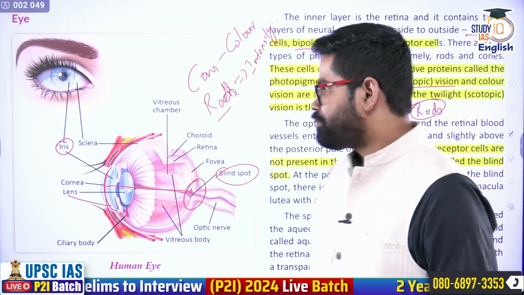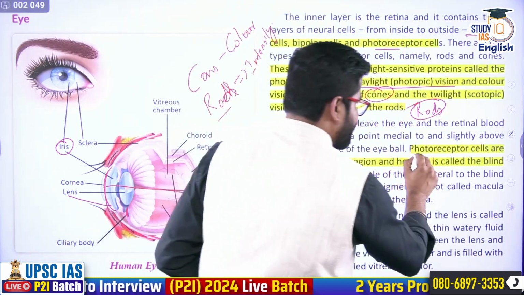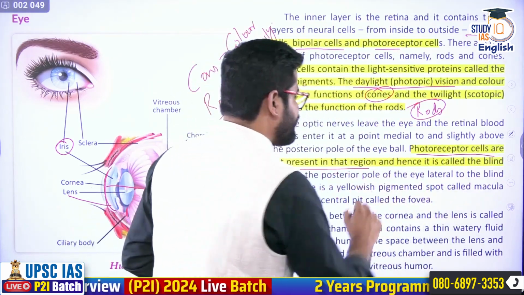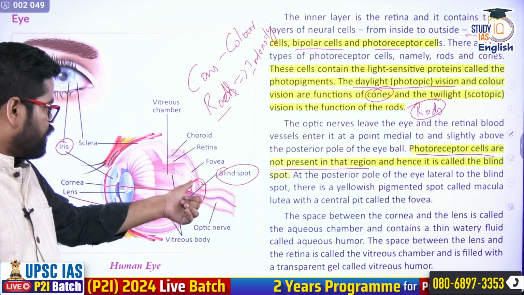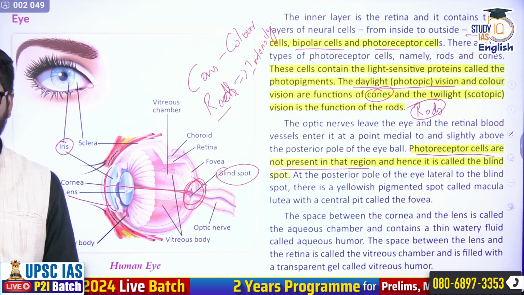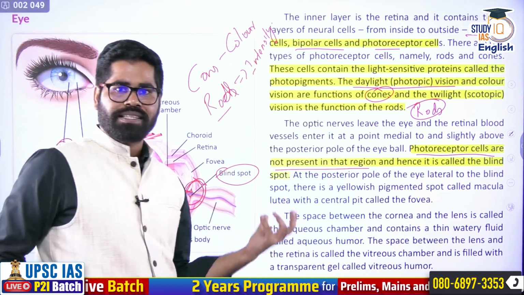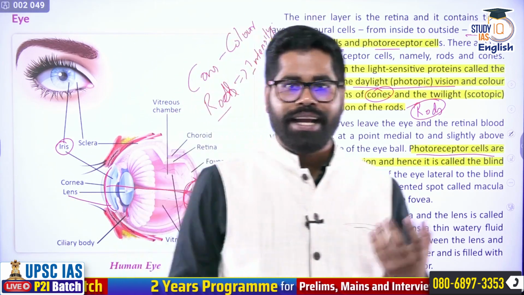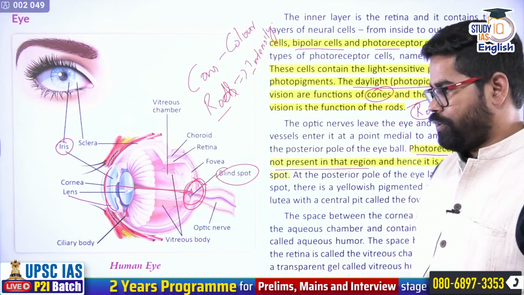Now, the photoreceptor cells are basically not present in the region of the area where the optic nerve is connecting. At that portion, the photoreceptor cells are absent, and due to which it is called the blind spot. Okay.